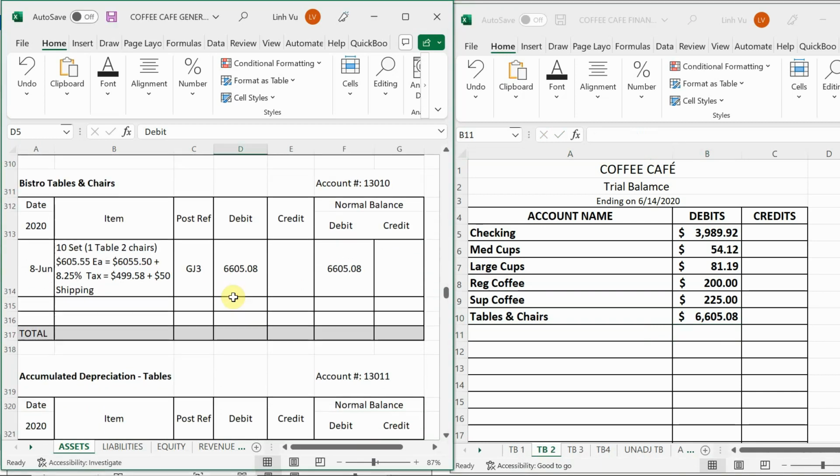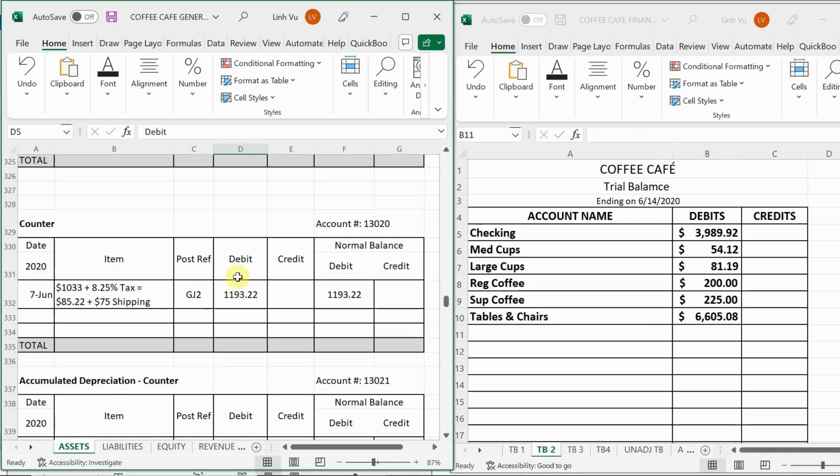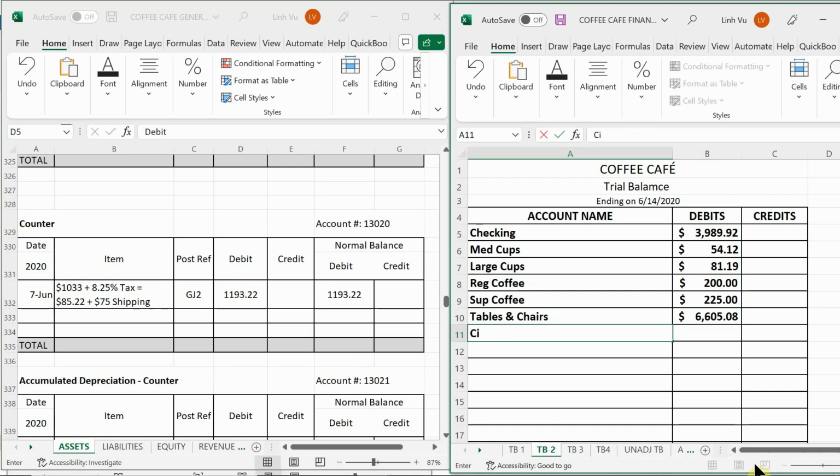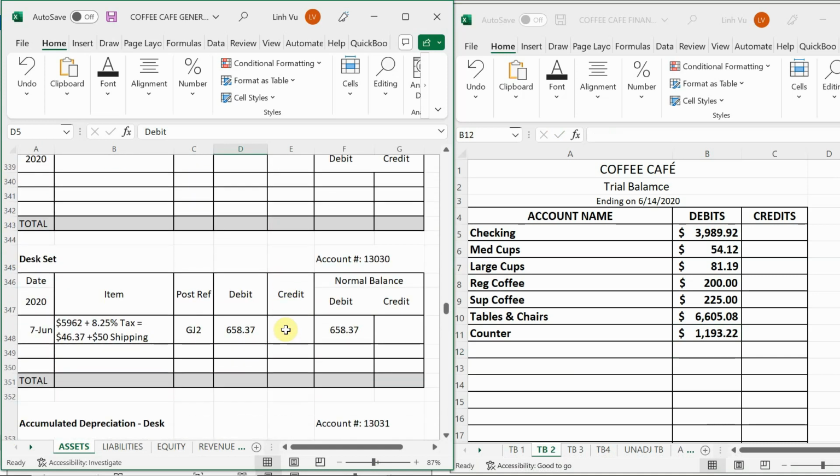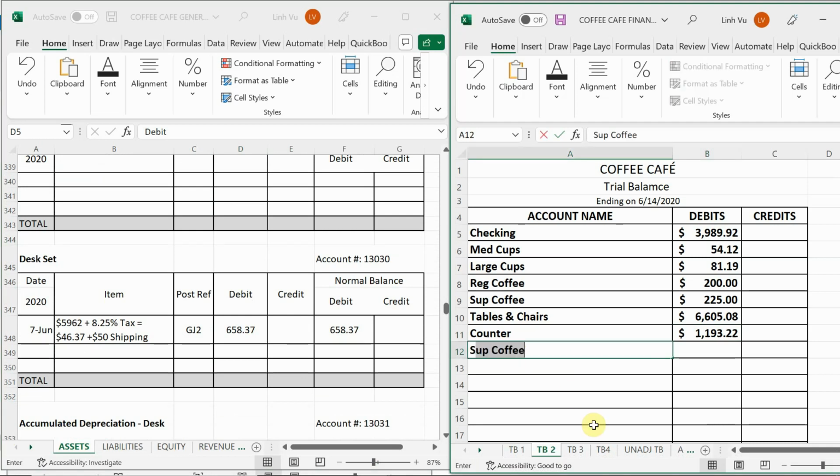Here, yes, we still have our counter. Our counter is still the same value at $193.22. So therefore, that's still something that's part of my assets. So in this case, that's definitely still there. We still have our desk set, which is still currently outstanding for $658.37.